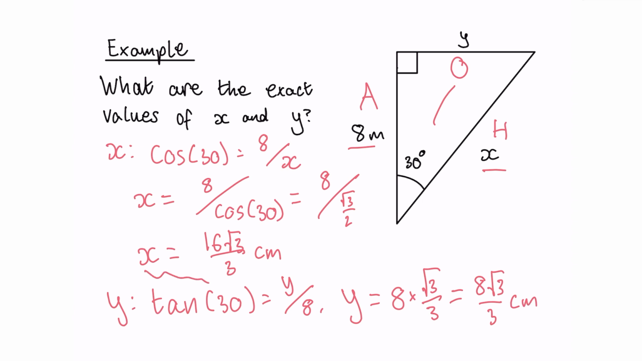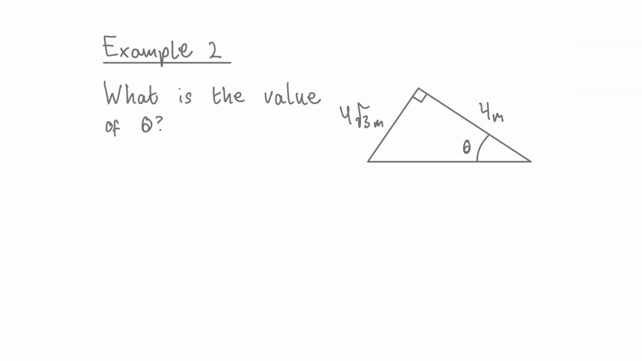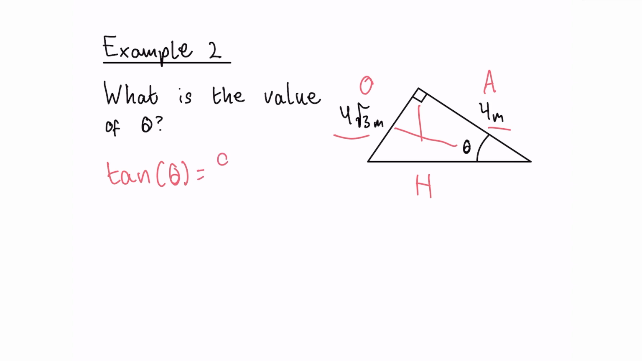And these are the answers found using trigonometric common values. Example 2. What is the value of theta? So I'll label my triangle. This is the opposite. This is the hypotenuse. So this must be the adjacent. We have O and A, so use tan. Tan theta is O divided by A.